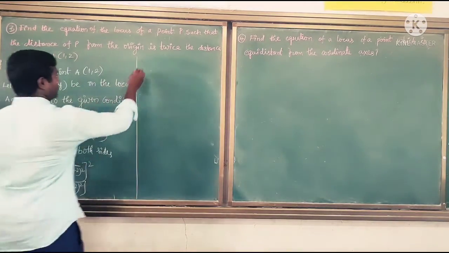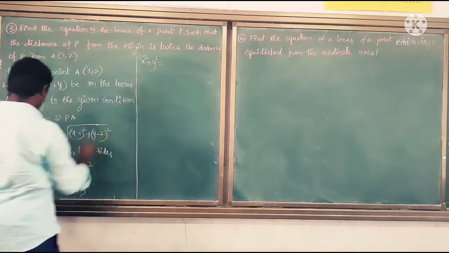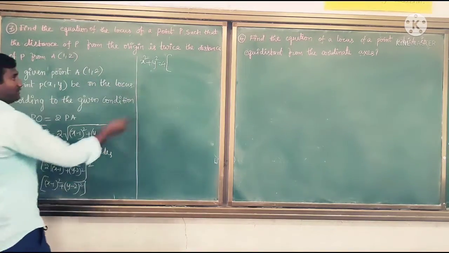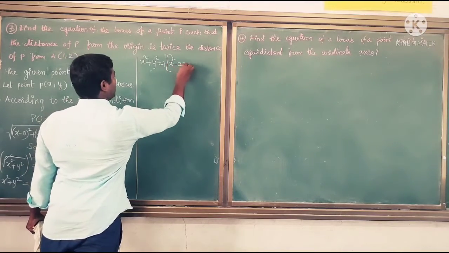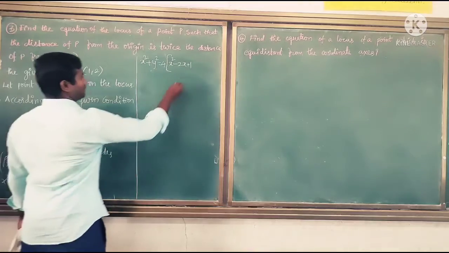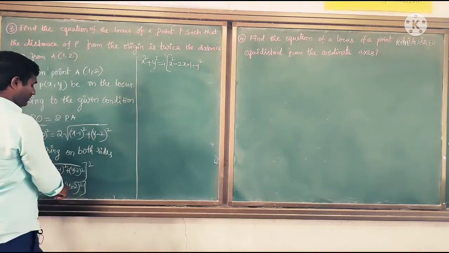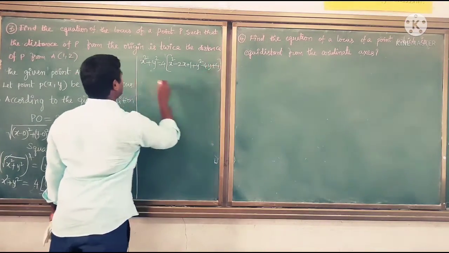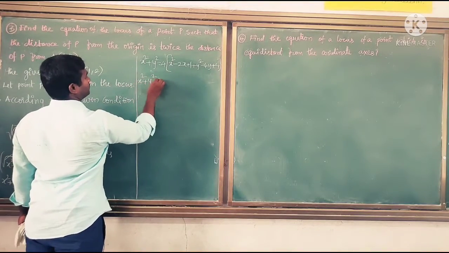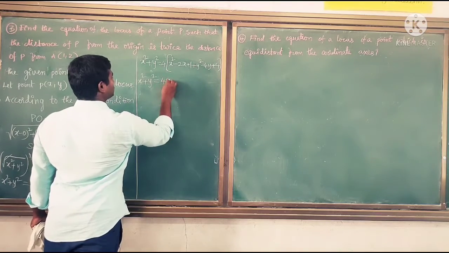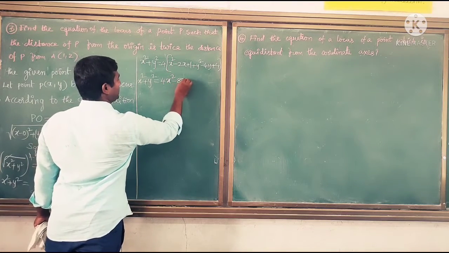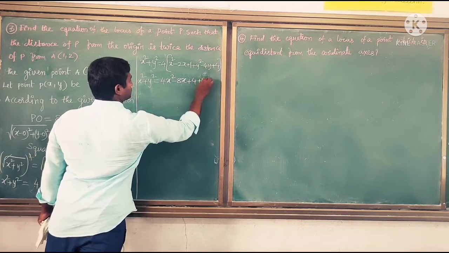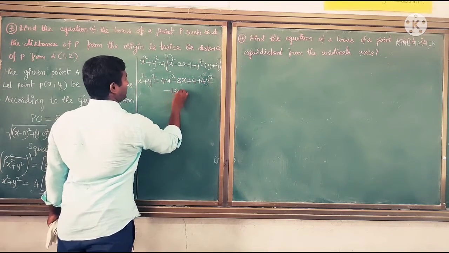Next step, x square plus y square equal to 4 into, simplify that, inside the (x minus 1) whole square, using the (a minus b) whole square formula, that is x square minus 2x plus 1, and plus (y minus 2) whole square, y square minus 4y plus 4. So this we can write x square plus y square equal to 4 into x square, 4x square minus 4 into minus 2x, minus 8x plus 4, plus y square, plus 4y square minus 16y plus 16.